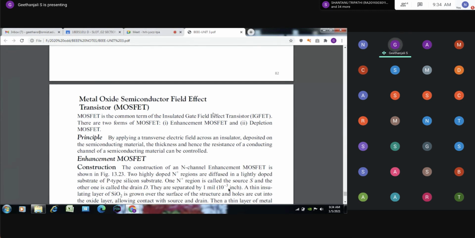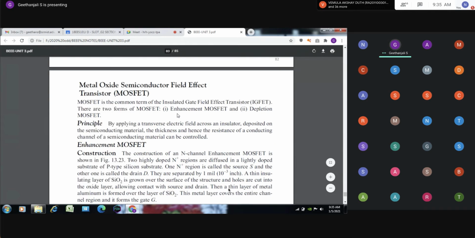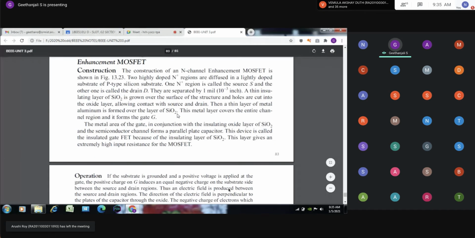So let us see the principle. By applying a transverse electric field across an insulator, then deposited on the semiconducting material, the thickness and hence the resistance of a conducting channel of a semiconducting material can be controlled. This is the basic principle behind the MOSFET. So let us see the enhancement MOSFET.